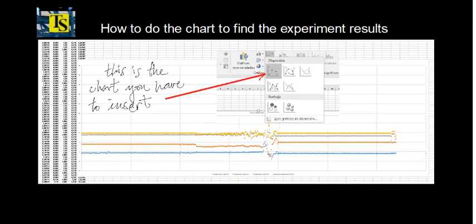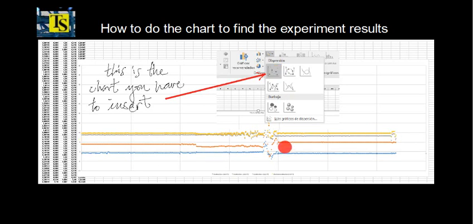So the first thing you have to do is with the table. You have the three components of g plus the time. You have to select all and insert a chart that has to be this type of chart, the scatter plot, or dispersión de puntos. Once you insert this, you're going to get something like that.